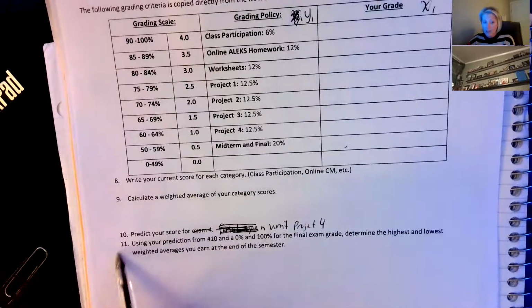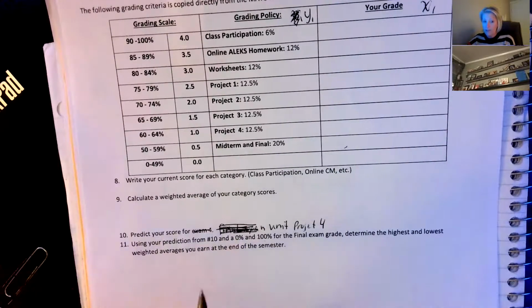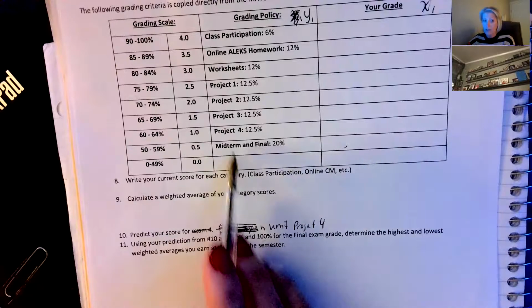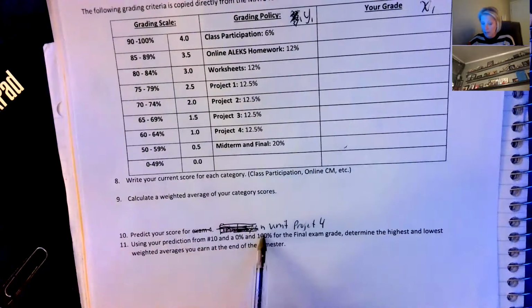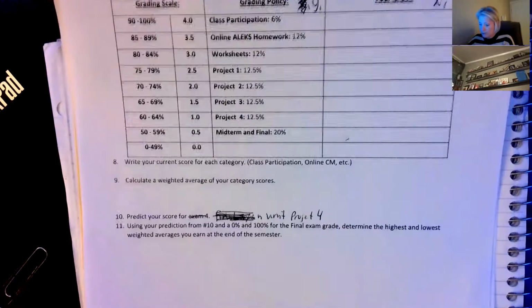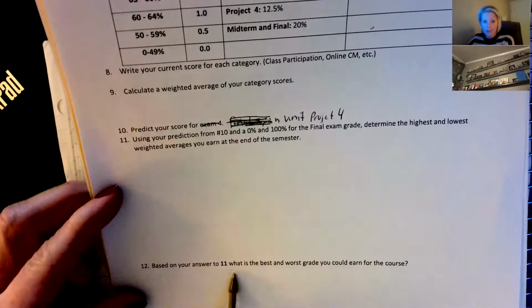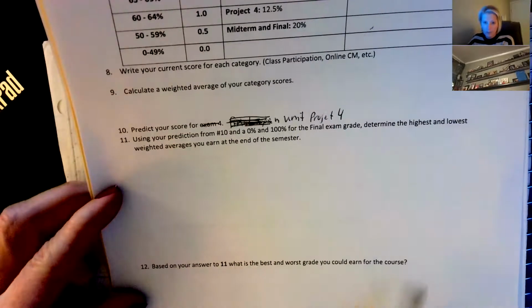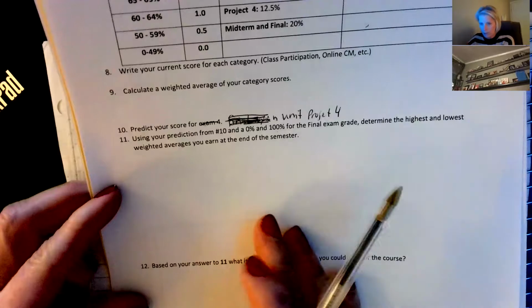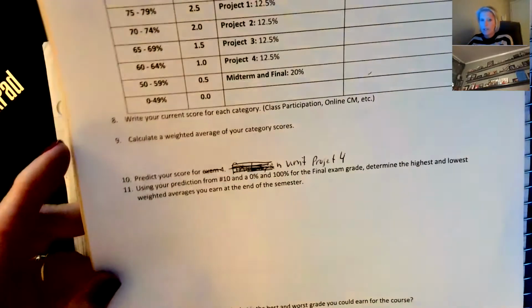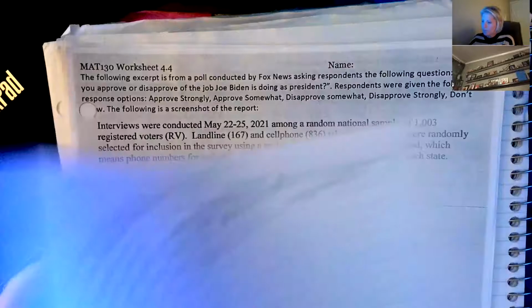Then in number 11, you're going to average your midterm with a 0 for your final and find the weighted average. And then you're going to average your midterm with 100% on the final and find your weighted average. Okay, and then number 11 or 12 says, based on your answer to 11, what is the best and worst grade you could earn for the course? And that's basically what you figured out in 11. So that is the 4.5 worksheet.